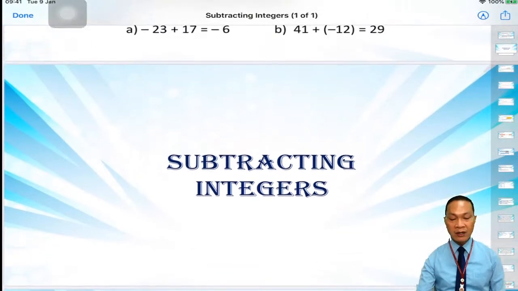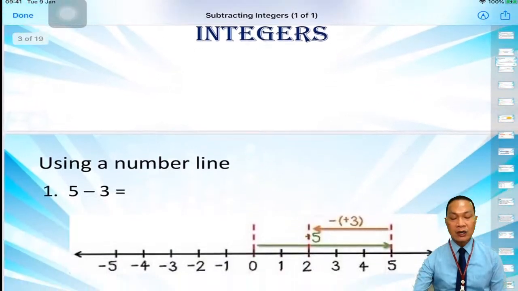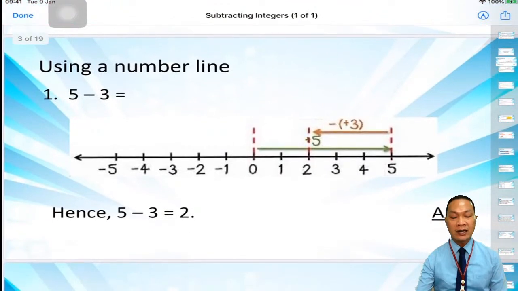Okay, let's move on. Our next topic for today is subtracting integers. Alright, so there are many ways how to subtract integers. I will show you later some methods how to subtract integers. Alright, so first we can use a number line to subtract integers.